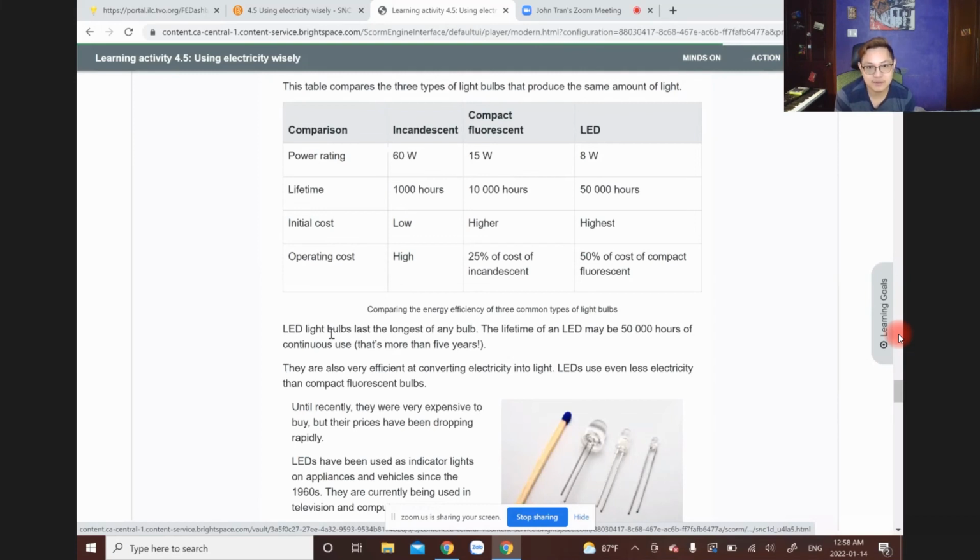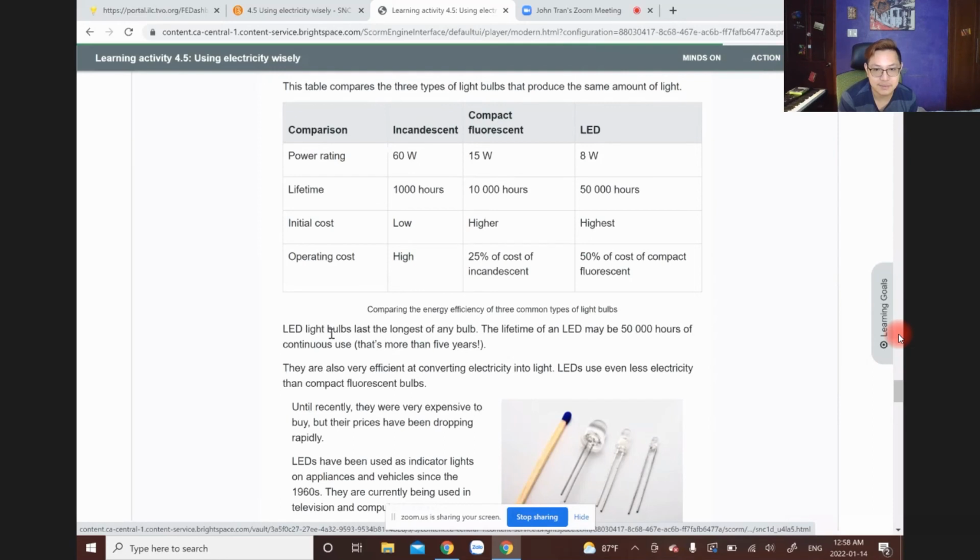LEDs are actually very expensive, but then they don't consume that much electricity, and they save you energy in the long run. Operating costs: incandescent is the highest, then compact fluorescent and LED. That's more than 5 years. Wow.